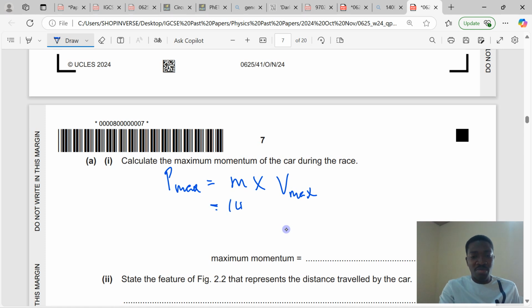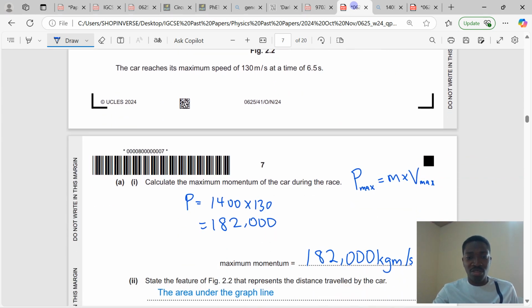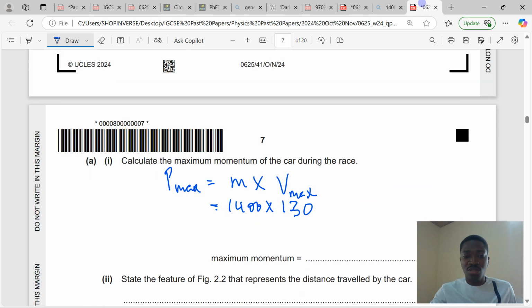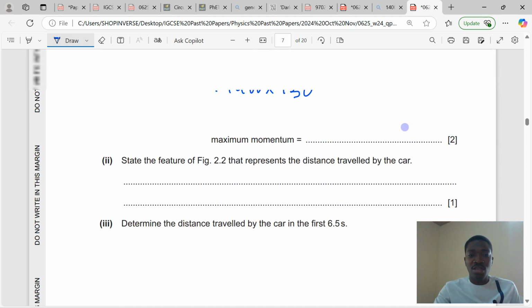So just multiply the mass, 1400 kilograms, by the maximum velocity. Good, and that's what I did here. I multiplied the mass by the maximum velocity. I got 182,000 kilogram meters per second. The next question says, state the feature in figure 2.2 that represents the distance traveled by the car.